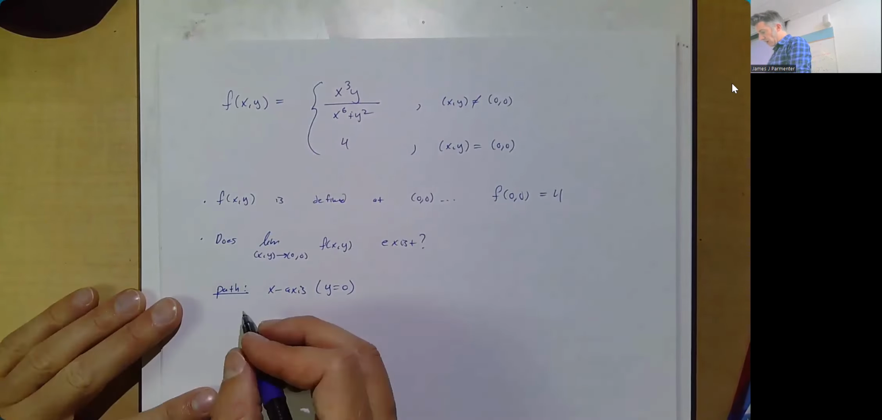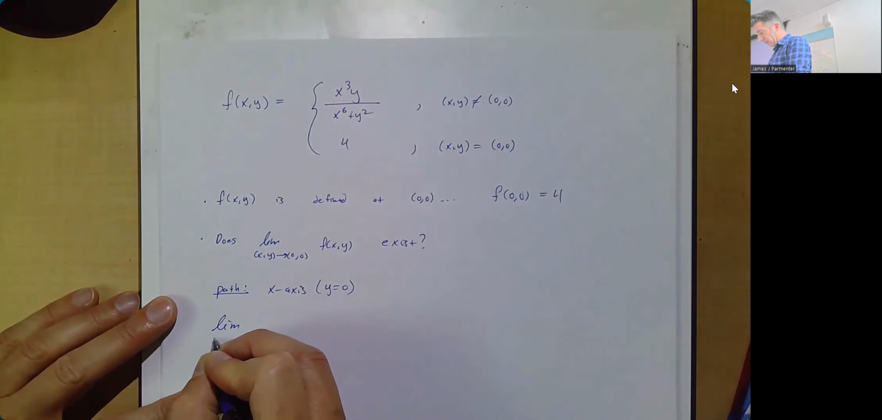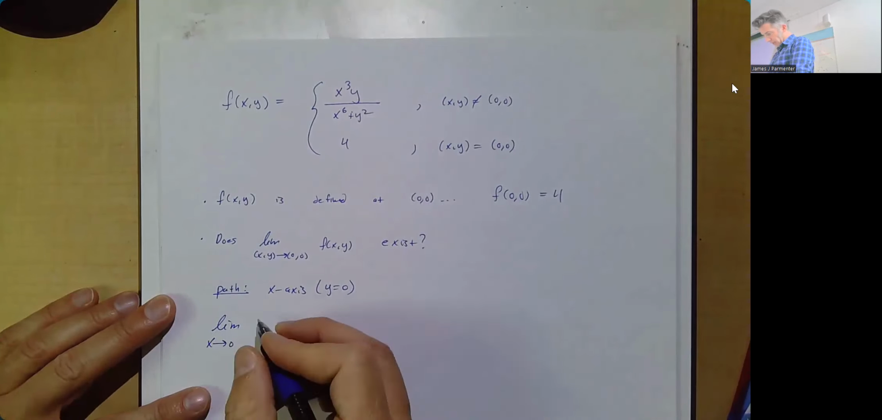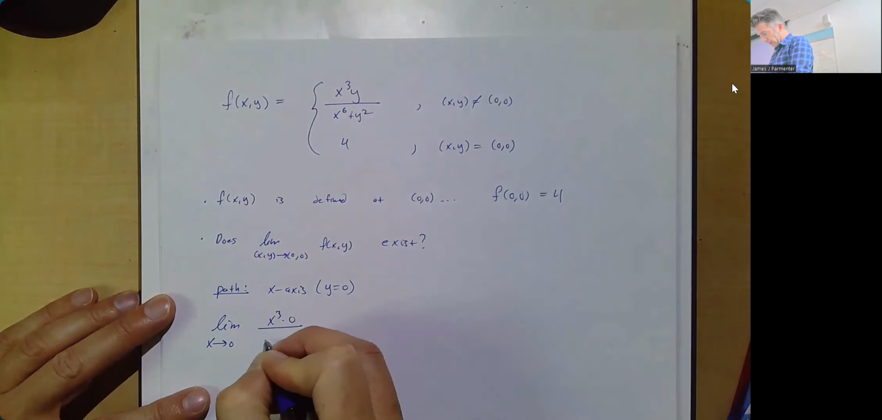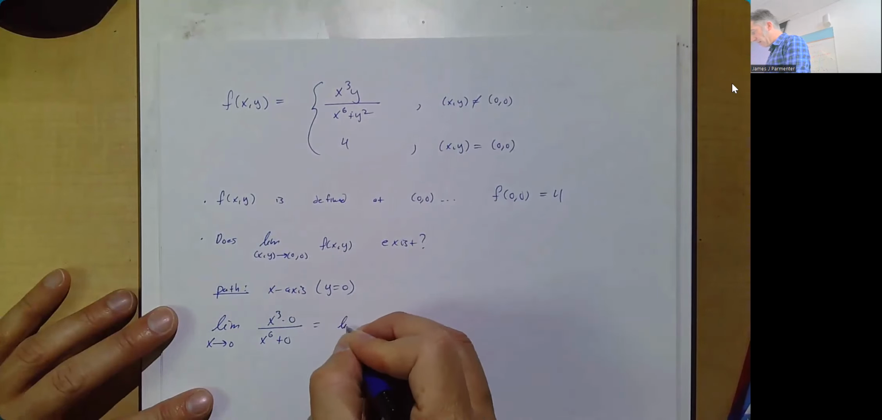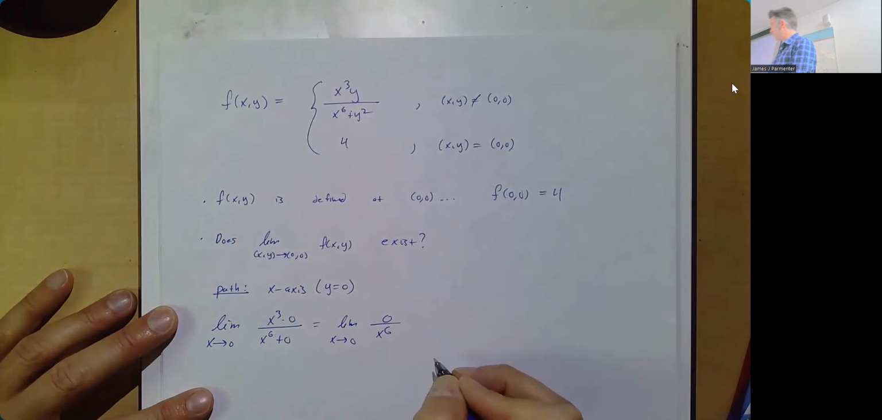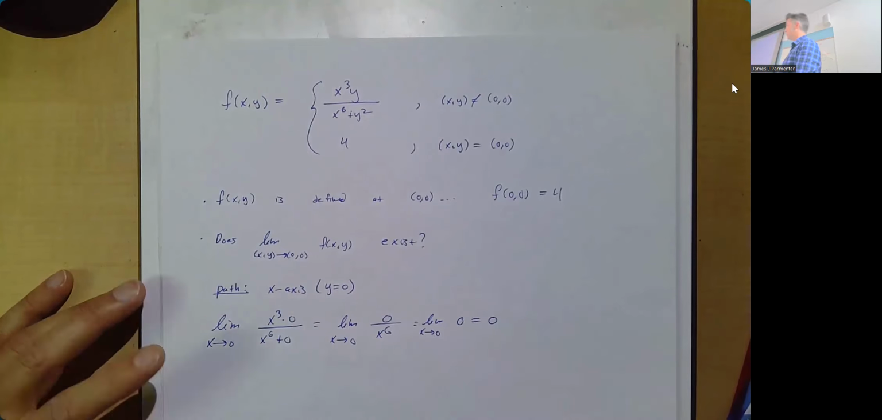So we're going to take the limit as x approaches 0 of x cubed times 0 over x to the 6th plus 0. And as we've seen many a time, this ends up being 0, because 0 divided by something not 0 is 0, and the limit of a constant is the constant.